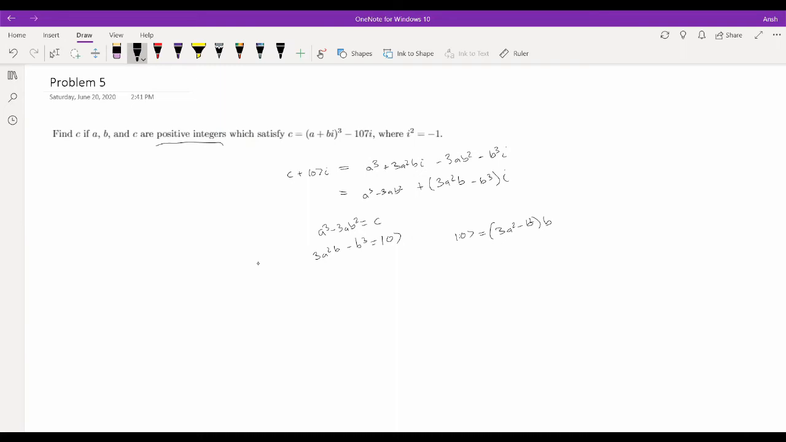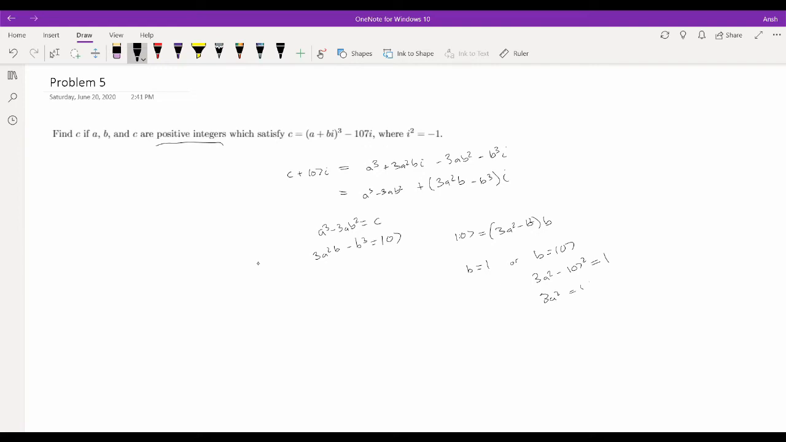So 107 is a prime number. You can check that on your own. So this means that b has to be a factor of 107, obviously. So we have two cases. Since b is a positive integer, either b is equal to 1, or b is equal to 107. If b is equal to 107, we get that 3a squared minus 107 squared equals 1. So we get 3a squared equals 107 squared plus 1.